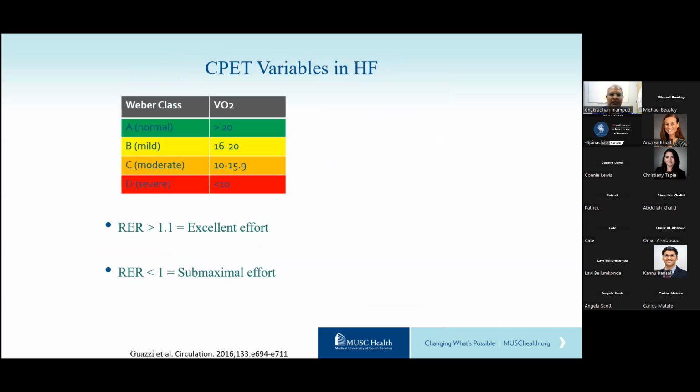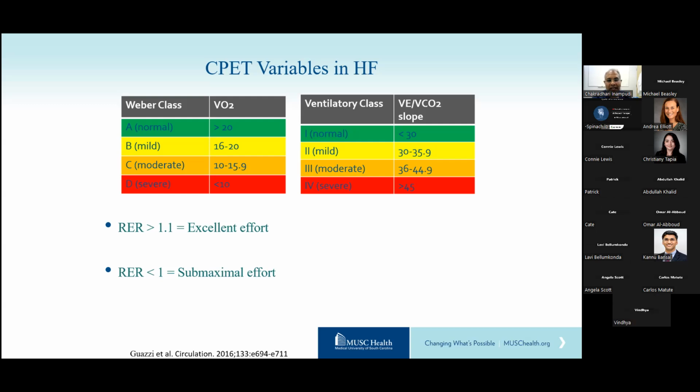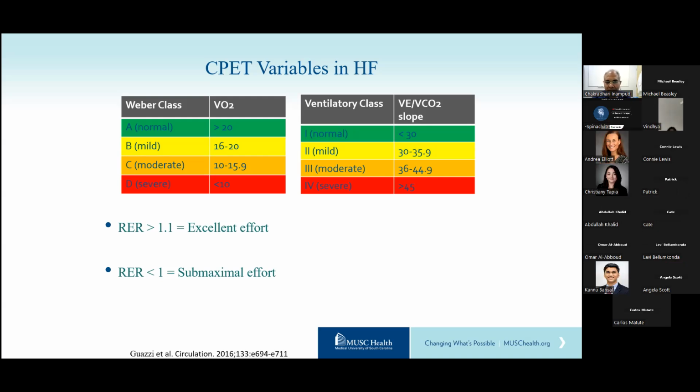Some of the CPET variables that are classically described in heart failure take into consideration the peak VO2. We all are familiar with it; if not, this is something that everybody in heart failure needs to be familiar with. It's the Weber classification of how we evaluate and differentiate patients with heart failure and their risk. Weber class A is a peak VO2 greater than 20, and Weber class B is a peak VO2 of 16 to 20, class C is 10 to 15.9, and class D is severe.